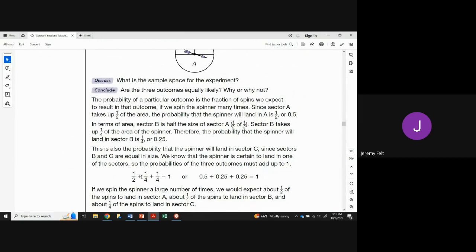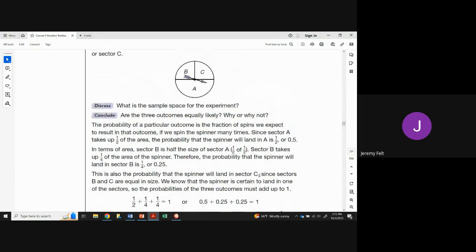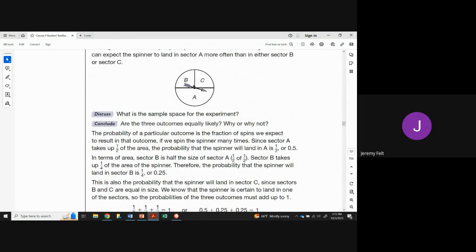Okay, so we have 1/2 plus 1/4 plus 1/4 equals 1, or 0.5 plus 0.25 plus 0.25 equals 1. And we're going to land on A, B, or C. It has to land somewhere, but there's a greater probability of it landing on A than B or C.